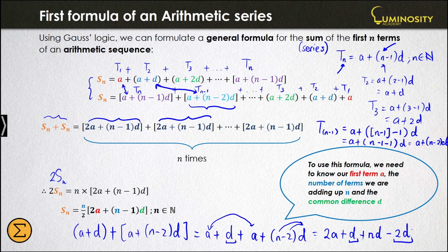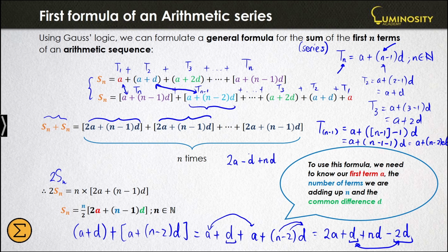Adding them together, I'm left with negative 1d. So 2a minus d plus nd. Okay, so all I did was just add these two like terms together. d and negative 2d, when put together, is left over with negative 1d.